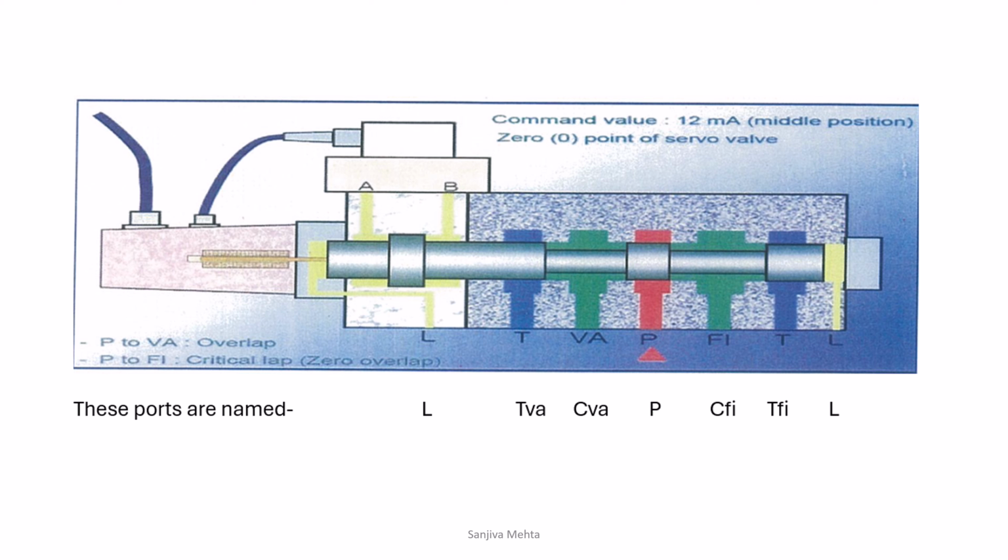So this is what happens. It is stopped. Hydraulic oil is not going anywhere. Pressure oil is not going anywhere. Nothing is happening. The control command value is 12 milliamps, middle position. When the P pressure side goes to actuation, then valve actuation will occur. When it goes to the injection side, FI, then injection will begin.